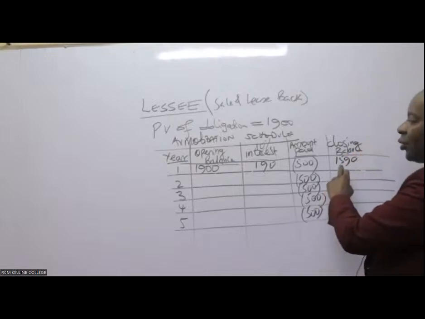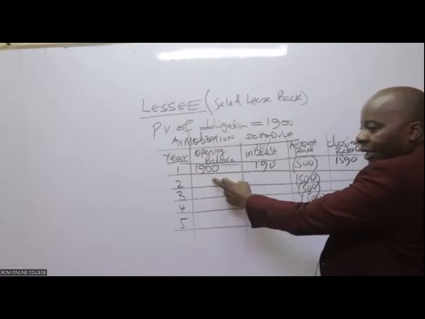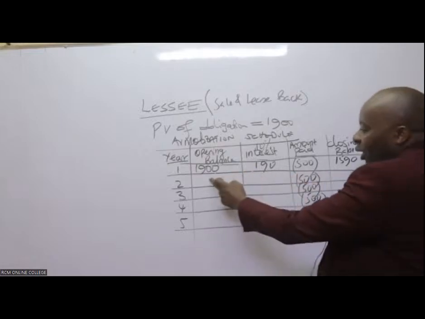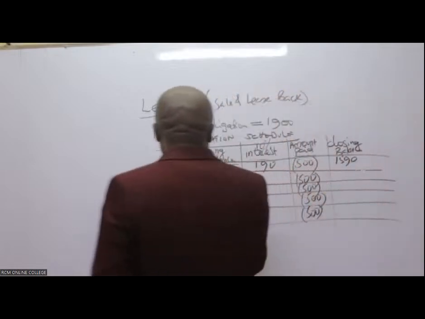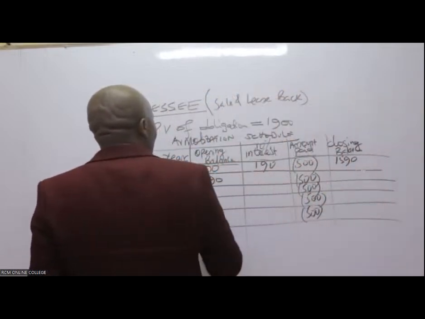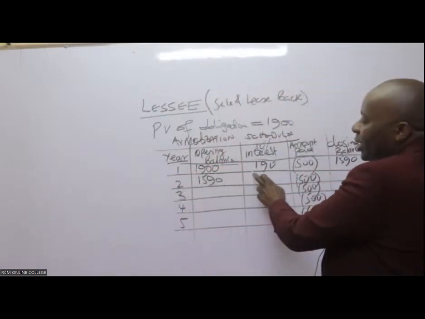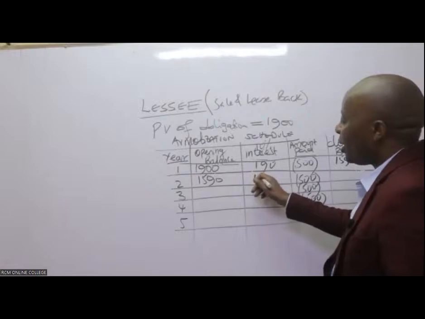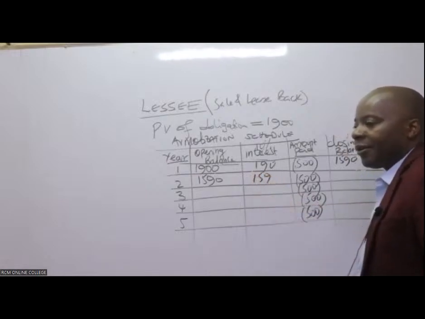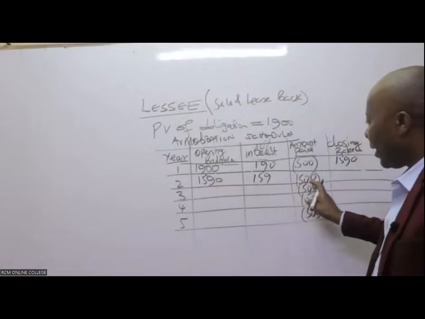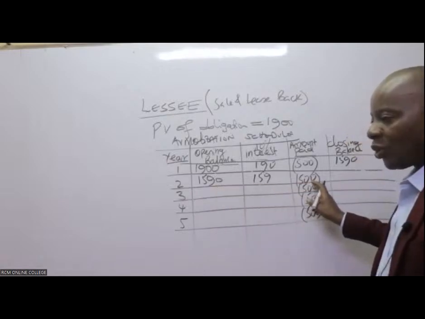So this 1,590 is what we carry forward here, isn't it? I hope you're together. Could you kindly give me the interest on this 1,590? The interest here will be 159. So we have 1,590 plus 159 minus what we pay in year 2.